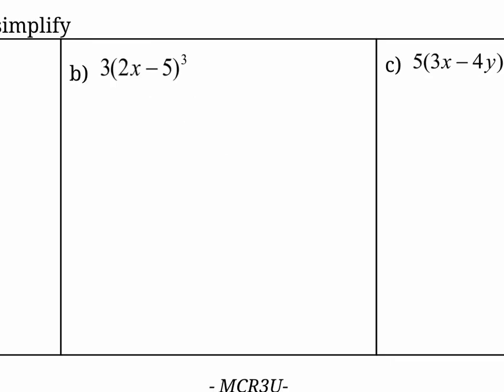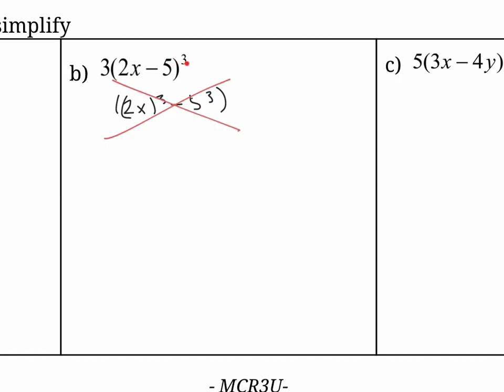All right, B, we have this monomial 3 being multiplied by this binomial 2x minus 5 that's raised to the power of 3. So of course, we can just do 2x to the power of 3 minus 5 to the power of 3, right? Does this seem normal? Hopefully you're screaming, no, we can't do that. That's absolutely not a mathematical property.